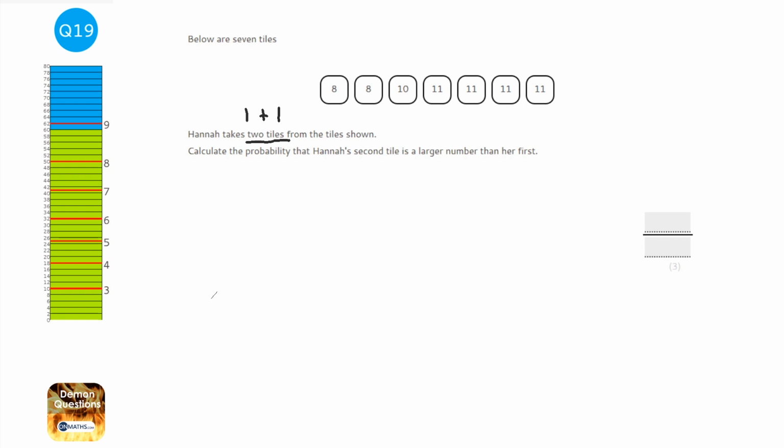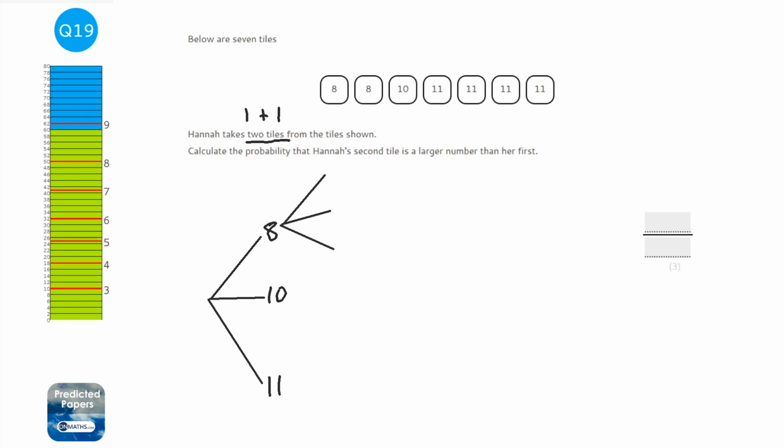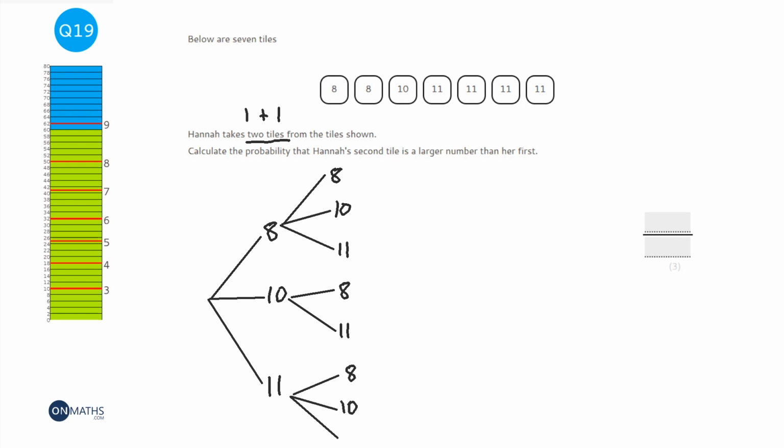So the first pick can either be an 8, a 10, or an 11. And then the next pick, well, if you pick an 8, you can pick another 8, a 10, or an 11. If you pick a 10, you can only ever pick an 8 or an 11, because there's only one 10. And then 11, you can pick any of the 3 again. Okay, so with 8, you can pick another 8, 10, 11. With a 10, you can pick an 8 and 11. And with an 11, that's 8, 10, and 11.